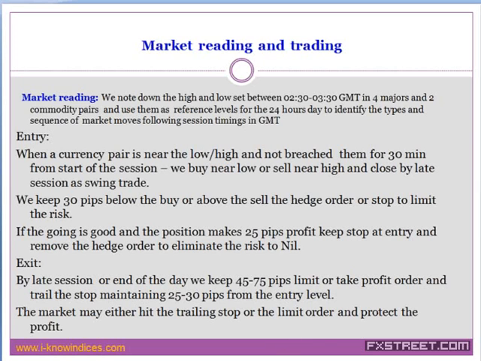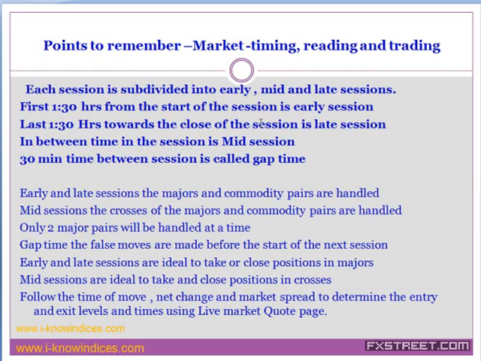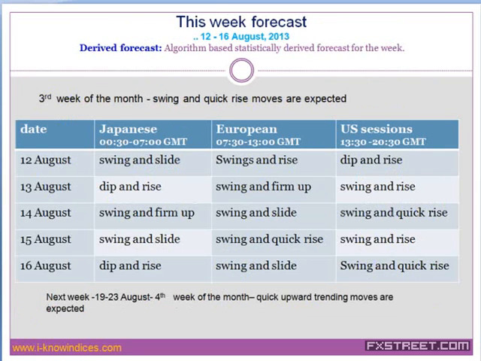So first of all, in order to enter and exit from the market, you need to know the market timings. And I explained to you many times that 0030 to 7 GMT is the Japanese session, 7:30 to 13 GMT is the European session, 13:30 to 20:30 GMT is the US session. So the early part, 1.5 hours, and the later part, 1.5 hours, are the early and the late sessions. And in between, the session is referred to as the mid session. Mid sessions, they make the false move. And during the early and the late sessions, they handle the majors, and during the mid sessions they handle the crosses.